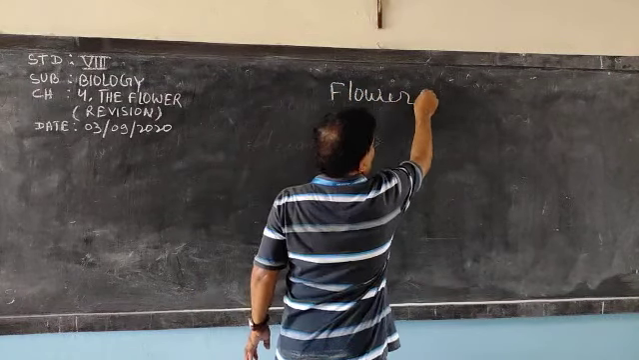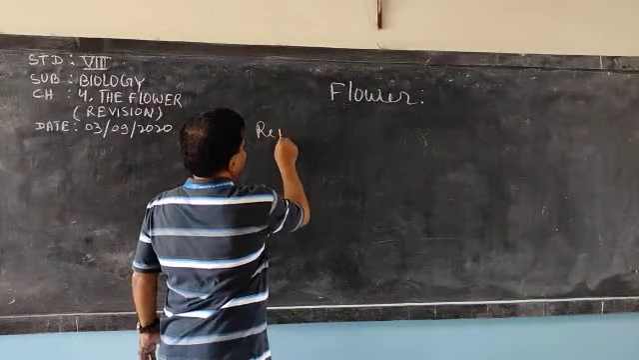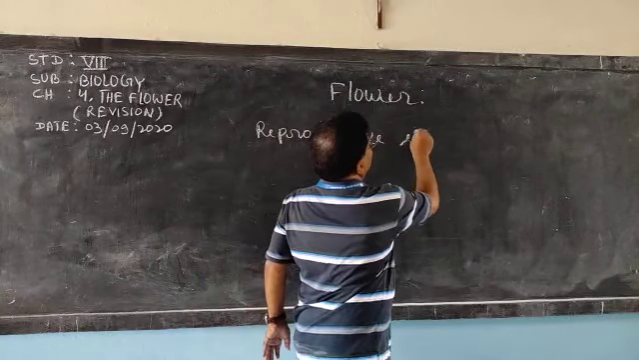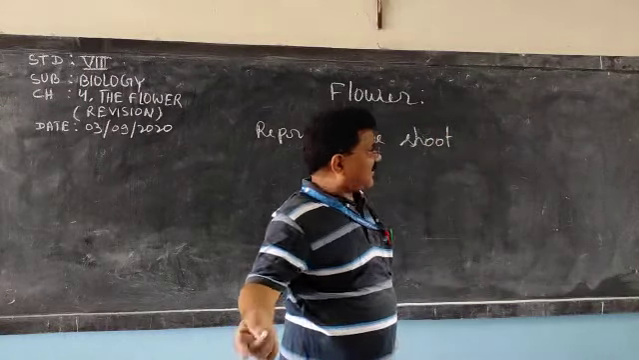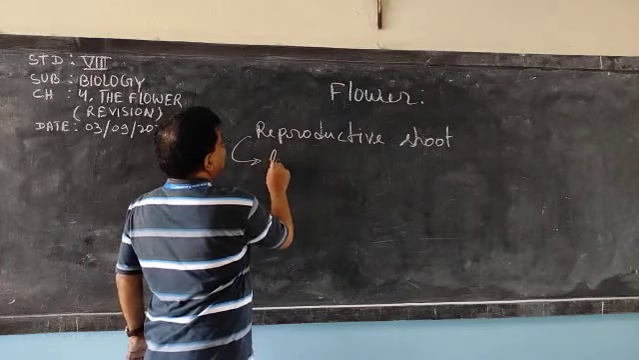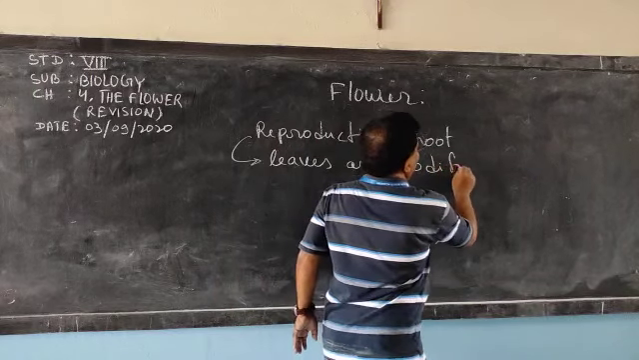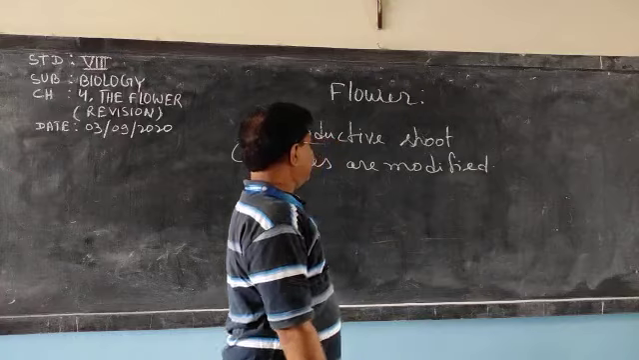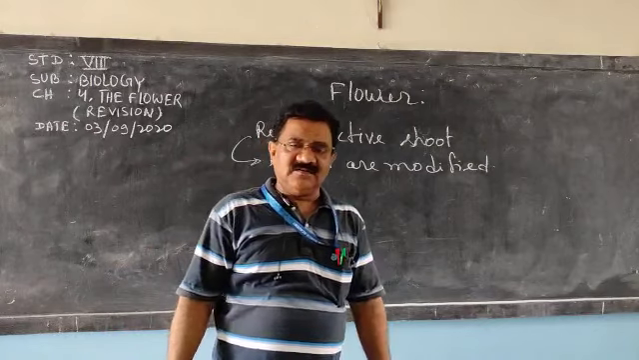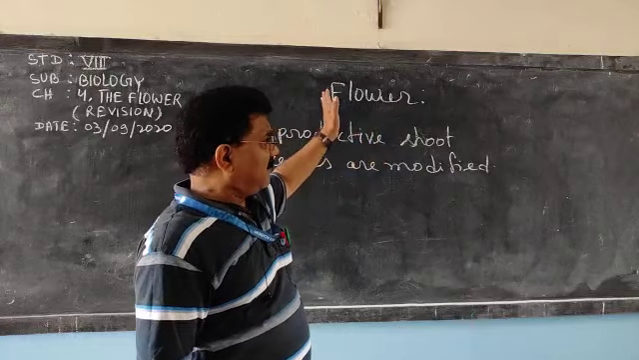First thing, what is a flower? It is a reproductive shoot. It is a reproductive part. A reproductive shoot where leaves are modified to become flower. Very clear that it is a reproductive shoot where leaves are modified to form flower. That part is clear, that what is flower? It is a reproductive part.